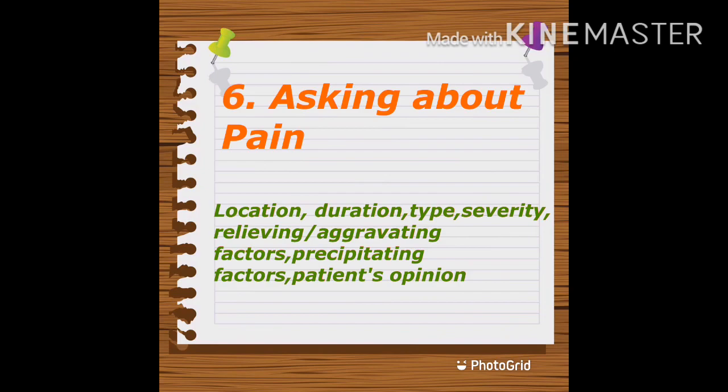For example, for the location, where does it hurt? Where is it sore? Or you can also say, does it radiate anywhere? Does it stay in one place or does it go anywhere else? And about duration, you can ask, when did it start? How long does it last? For a question about type, can you describe the pain? Is it sharp, dull, stabbing? Is it continuous, or does it come and go?